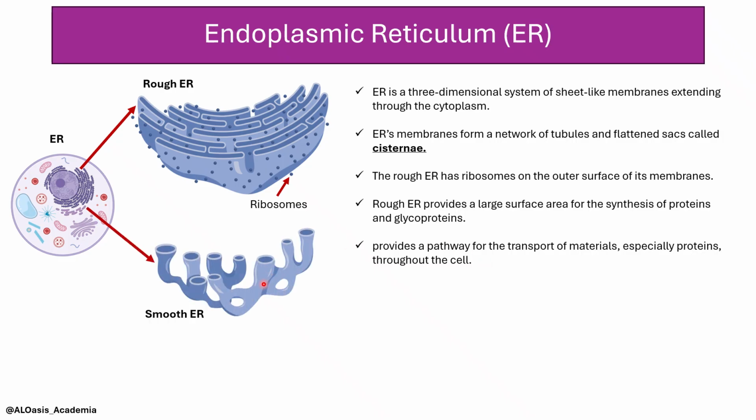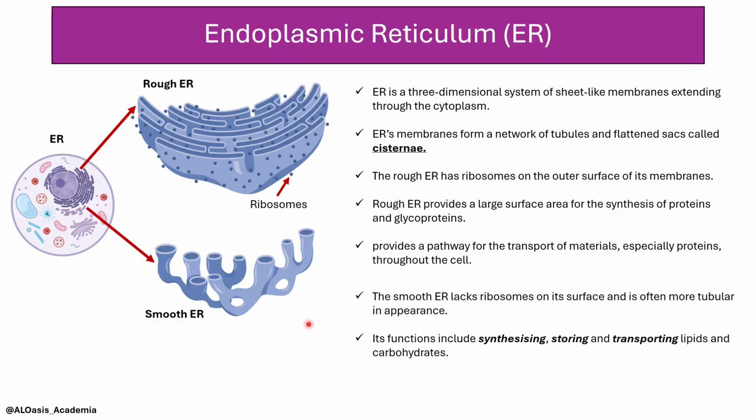The other type of endoplasmic reticulum is called the smooth endoplasmic reticulum. As we can see, smooth endoplasmic reticulum lacks ribosomes. That's why it is called smooth. It doesn't have ribosomes attached to its outer membrane. Even in shape, it is more tubular in appearance, so it is not like sheet-like membranes or flattened sacs. Its main function is that it is involved in synthesizing, storing, and transporting lipids and carbohydrates, and that's the main difference.